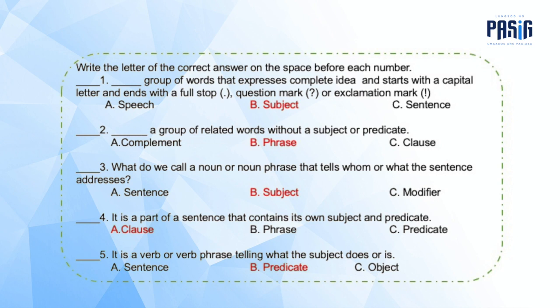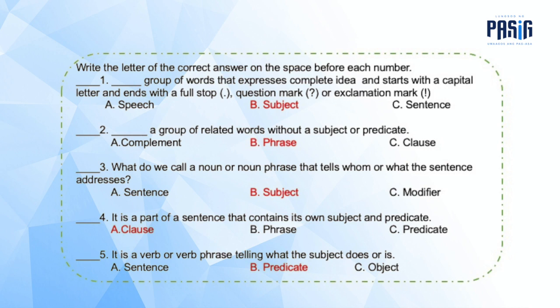For number 1, blank, group of words that expresses complete idea and starts with a capital letter and ends with a full stop, question mark, or exclamation mark. You're correct, it's B, subject. Number 2. Blank, a group of related words without a subject or predicate. Awesome! The answer is B, phrase.